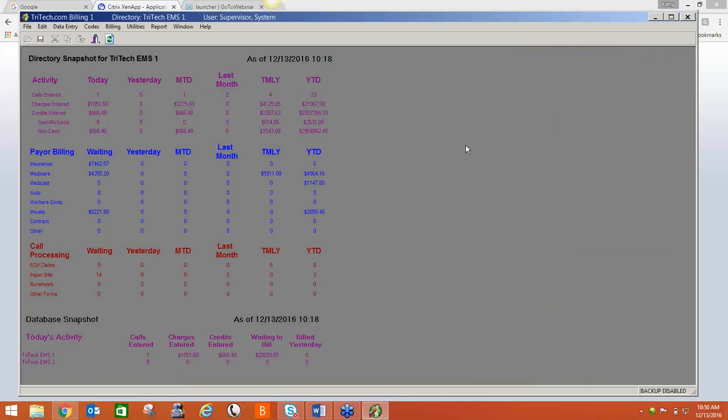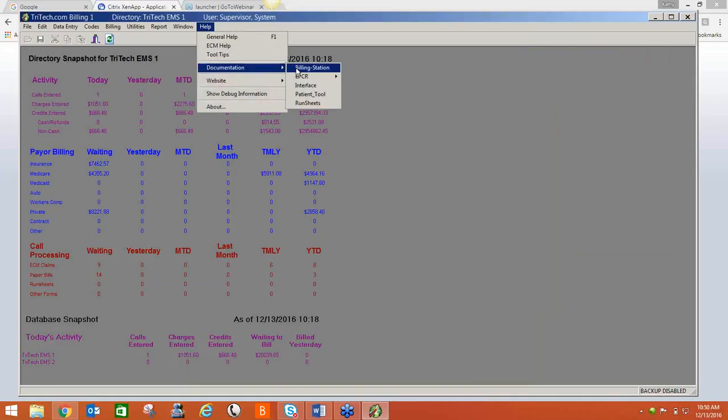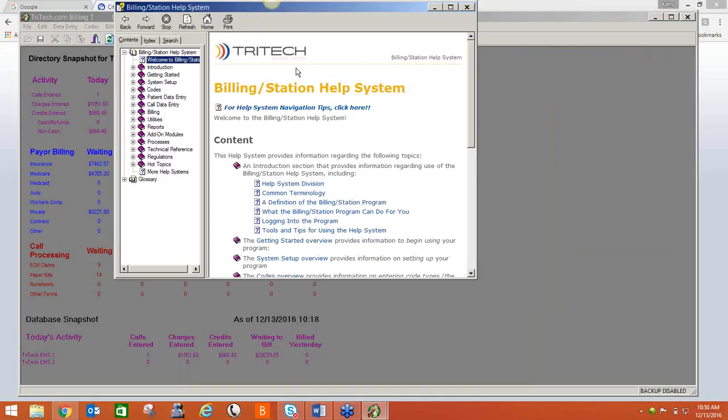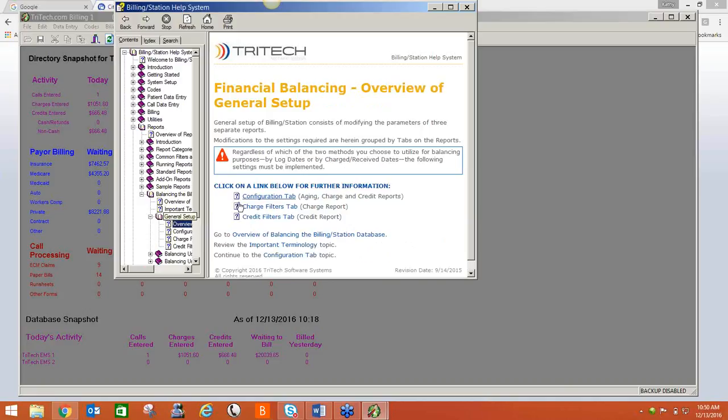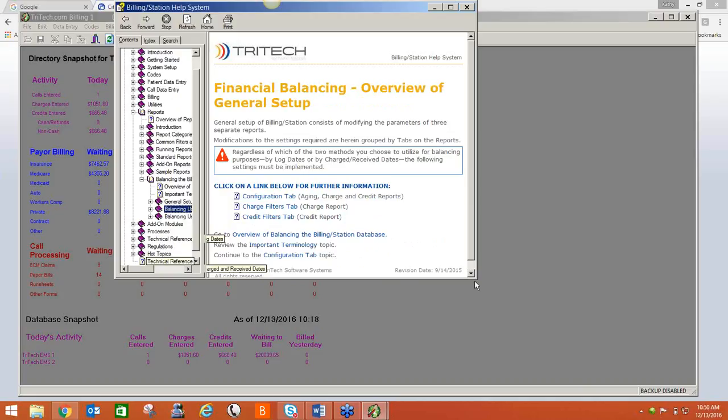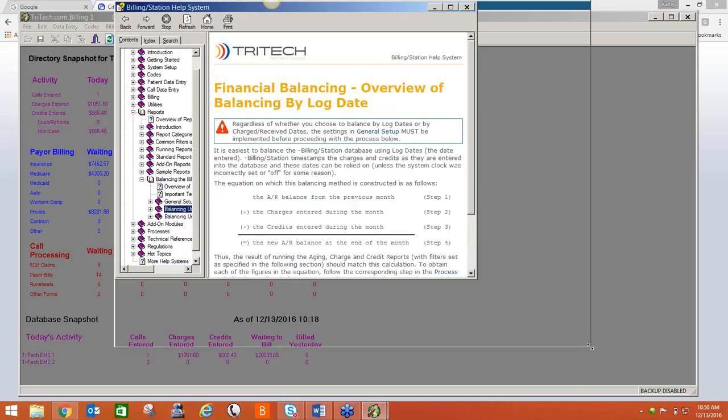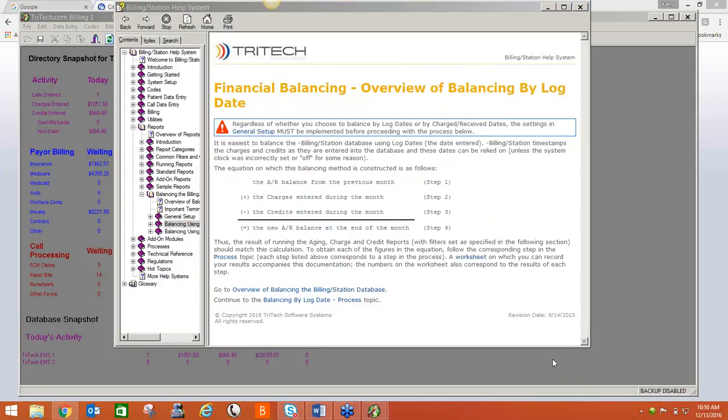We also, of course, want to do our balancing at the end of the year, and to do so, I always suggest that we come to Help, Documentation. We use the Billing Station drop-down, and under reports, you'll find balancing the billing database. We suggest that you balance using log dates. The reason we suggest balancing using log dates is because log dates in the program are the computer date, meaning they're hard-coded and they can't be changed, whereas a receive date or an enter date can be changed, and the log dates cannot.